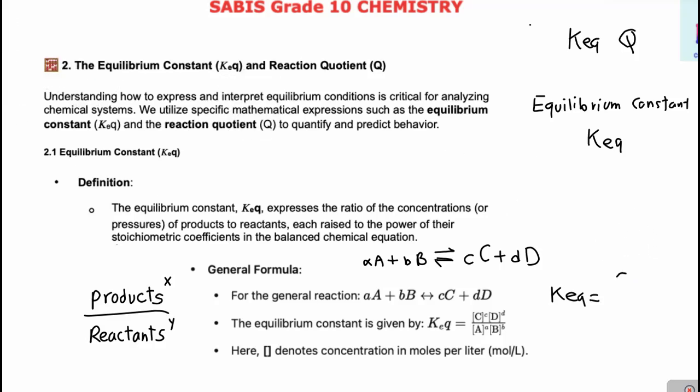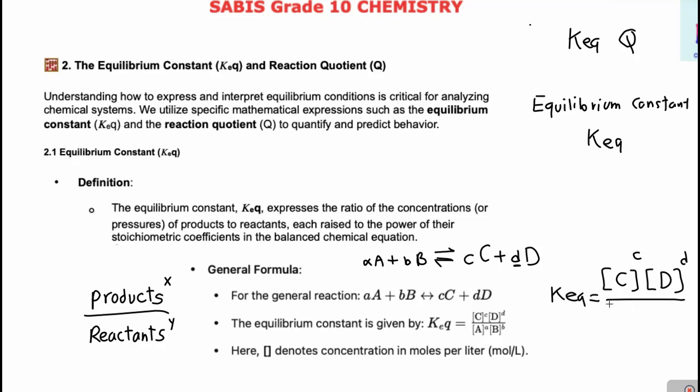What is the product? The first product is C, and the bracket means the concentration in moles per liter, so this is the concentration in molar in brackets like that. And then don't forget it's multiplied by, not plus, multiplied by the concentration of D. What is the number of moles of C? It's c small, so it's raised to that power. D is raised to the power of its coefficient, which is d small.